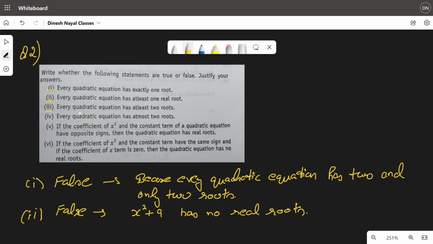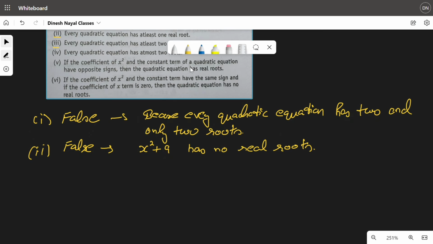That's correct. Now coming on to the third part. Every quadratic equation has at least two roots. We see the third is also false, since a quadratic equation has two and only two roots. It's not about at least. It has only two roots.